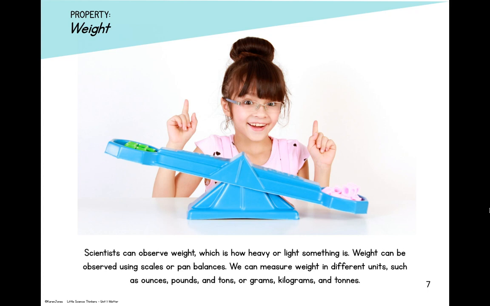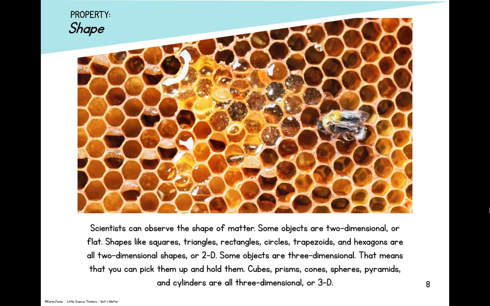We wouldn't say that man is 200 pounds and 14 ounces. Okay, we usually just stick with pounds when we're a little bit older. Okay, and then tons would be used to measure something that's quite heavy, like an elephant or a car. All right, you might hear some of that used and say that was 4 tons. Okay. All right, shape. Scientists can observe the shape of matter.